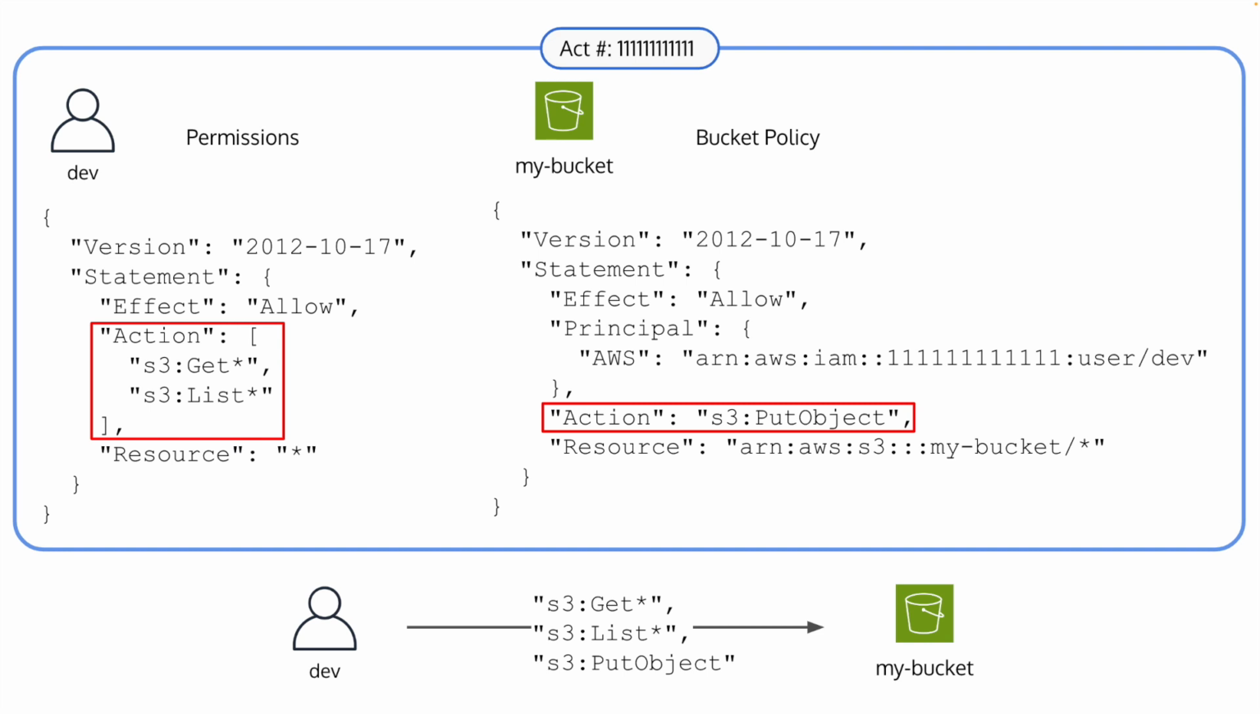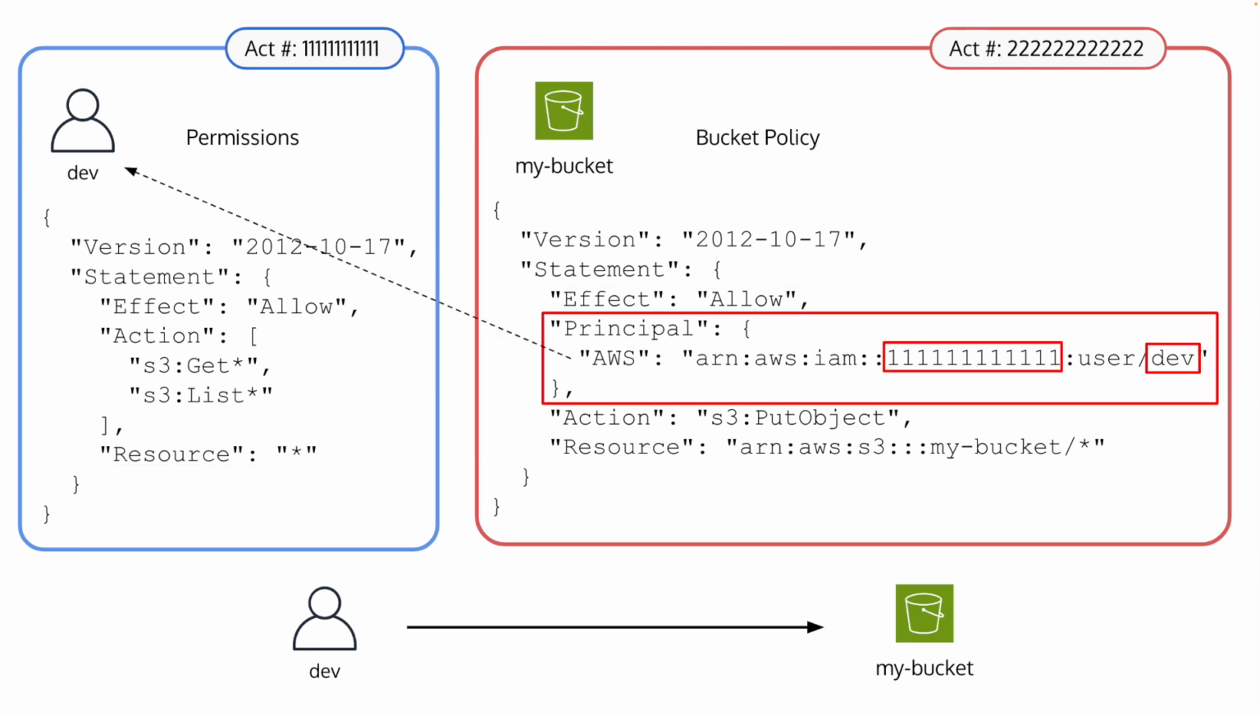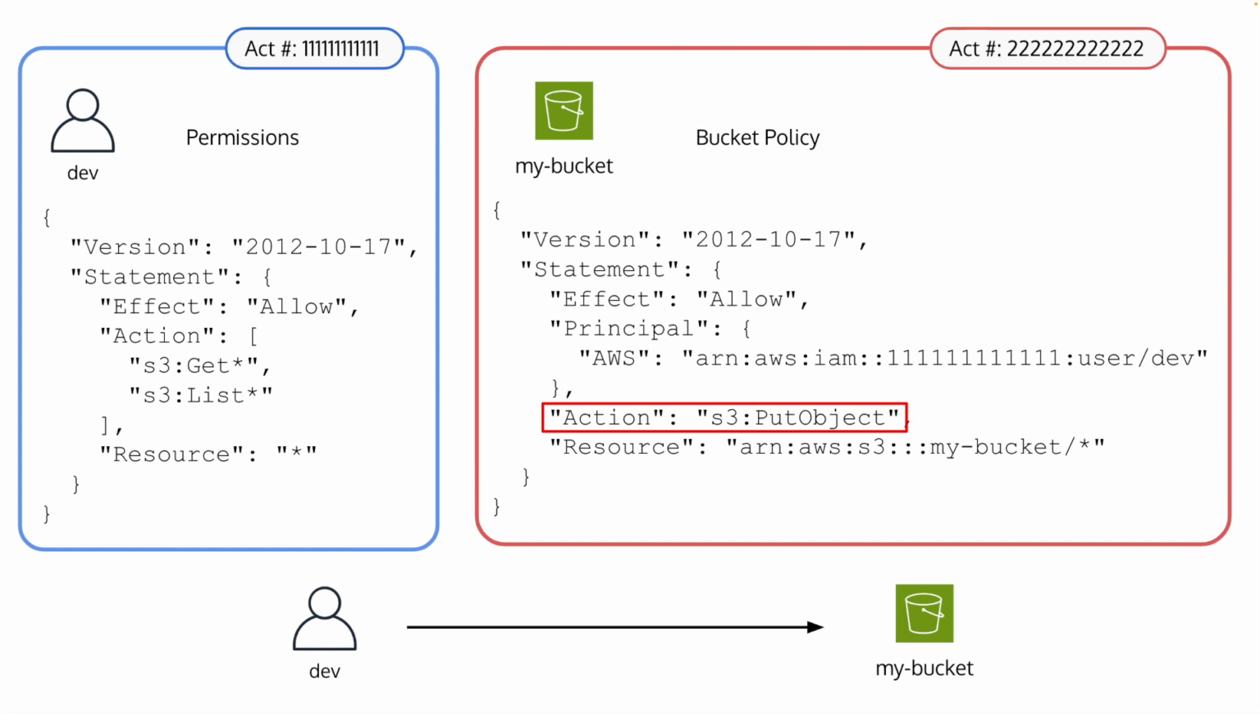Now let's take the same example, but change it so the bucket is in a separate account. Again, the user has allow permissions for S3 get and list actions on any resource, which includes the bucket. And the bucket allows the principal, in this case, the dev user in account 1, the S3 put object action on the bucket itself. So same question as before. What S3 actions is the user able to perform on the bucket? Well, the answer is none. And it's because with cross-account policy evaluation logic, both the resource and the identity must grant permissions in order for them to be allowed. Here, there's no overlap with the actions, so they're denied.